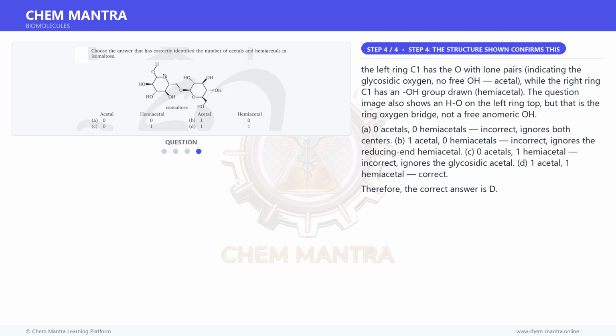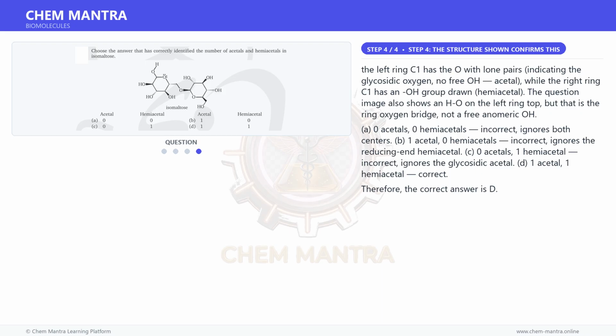And for the final step, the left ring C1 has the O with lone pairs, indicating the glycosidic oxygen, no free OH, an acetal, while the right ring C1 has an OH group drawn, a hemiacetal. The question image also shows an HO on the left ring top, but that is the ring oxygen bridge, not a free anomeric OH.